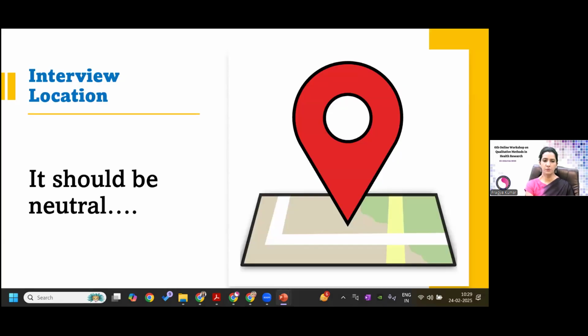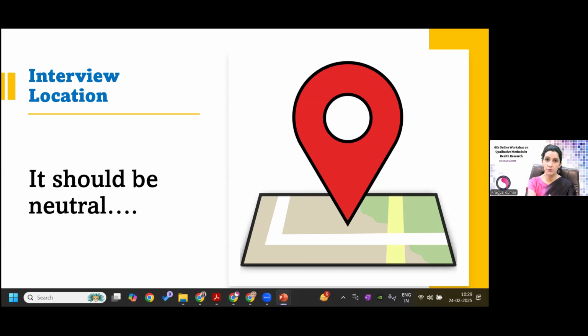So, coming to the location. Location should be, as we discussed yesterday, a very neutral place. Neutral means, if you are interviewing someone in the village and you choose the Mukhia's house, it is not a neutral place, because there will be power differences.